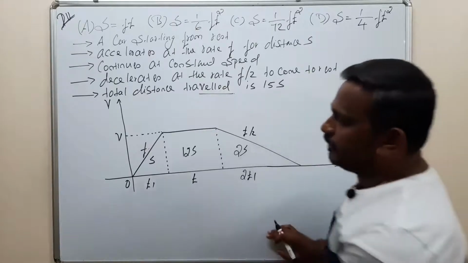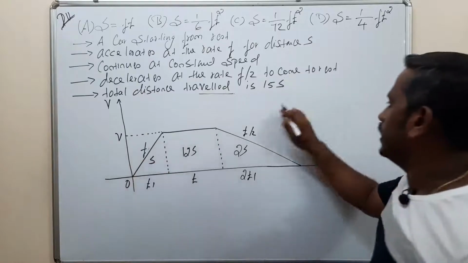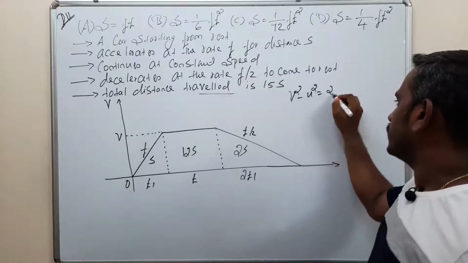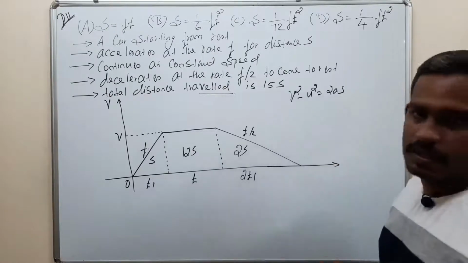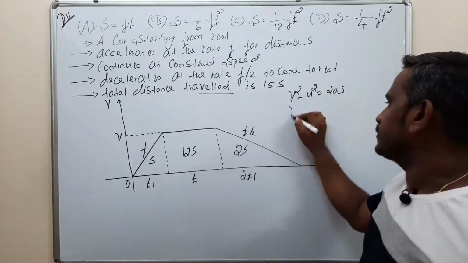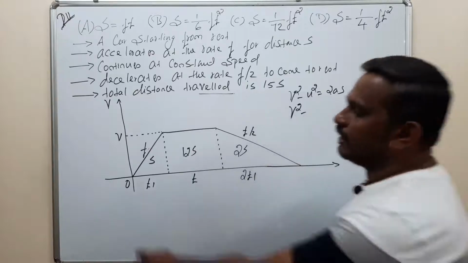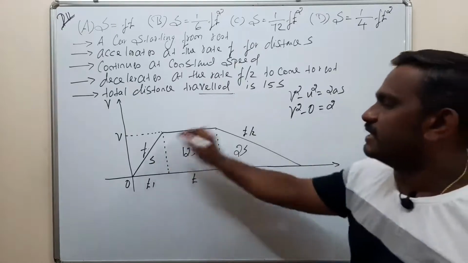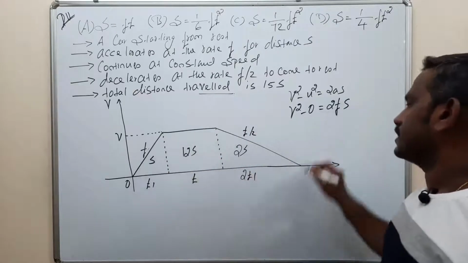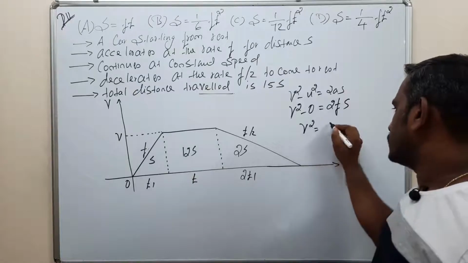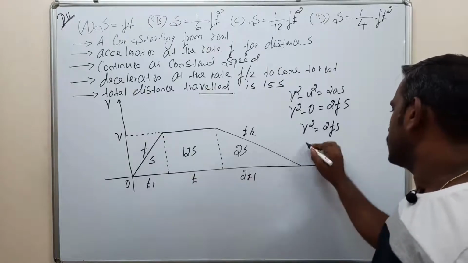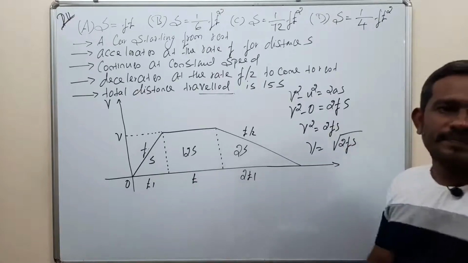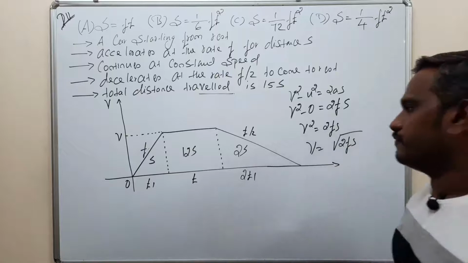Then for the first part of the motion, the accelerated motion, I am using the equation v square minus u square is equal to 2as. The car starts from rest, so the initial velocity is 0, and the acceleration here is f. So v square is equal to 2fs, so v is equal to root of 2fs.